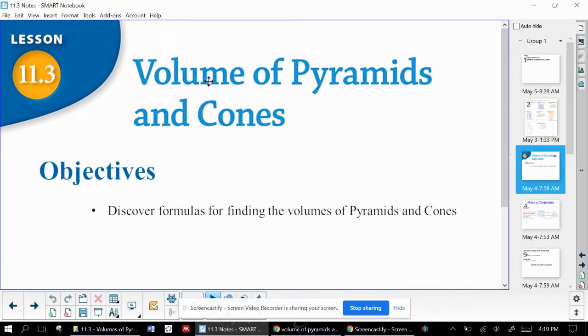So today we're going to be talking about the volume of pyramids and cones. We'll talk about where that volume formula comes from, and then we'll just do a few examples, and your homework is going to be a worksheet about a few examples of these.